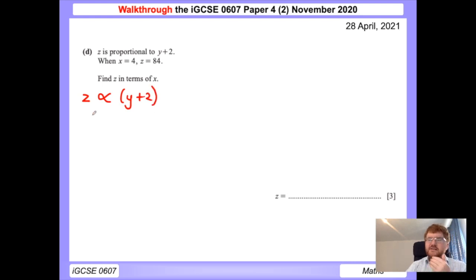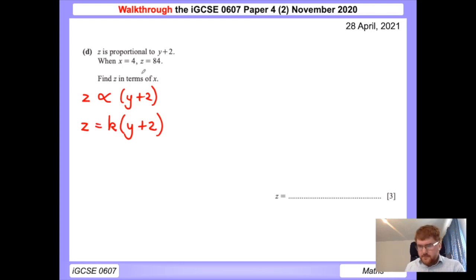That means that if we transfer this to an equation, this is where we have to be careful, then z is equal to some constant k, open brackets, y plus 2. Okay, brackets are really, really important here. This is why I put it in brackets here. Now, at this point, you think, well, we don't have an x to work out what k is.